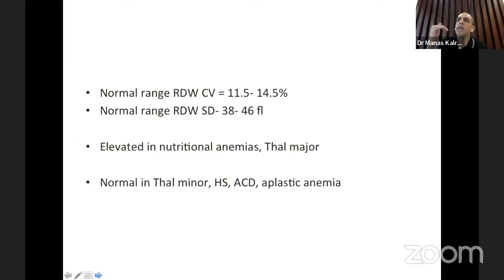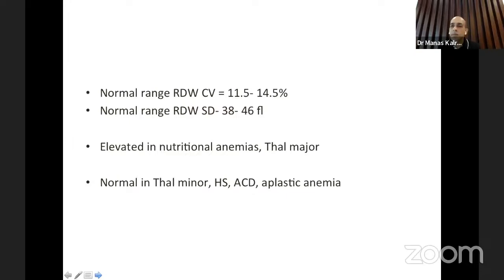Now, where does RDW go up? RDW goes up when you have patients of nutritional anemia. So whether it is iron deficiency, B12, folic acid, and even in patients with thalassemia major, where it is a dirty slide with cells broken and going all haywire, you will have a very high RDW.